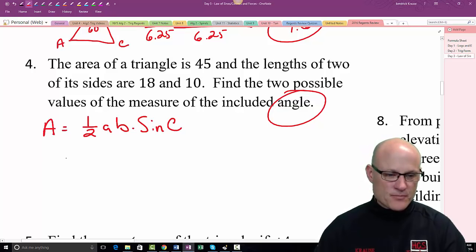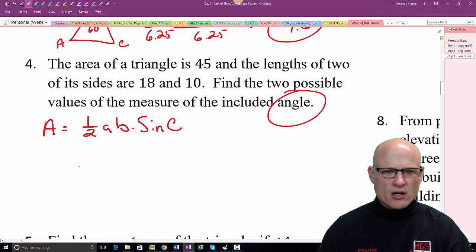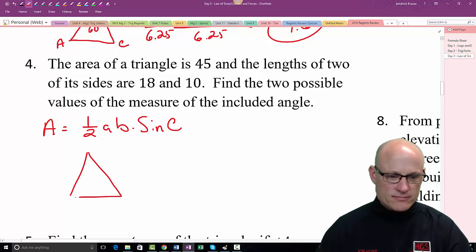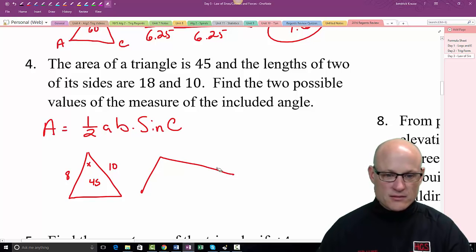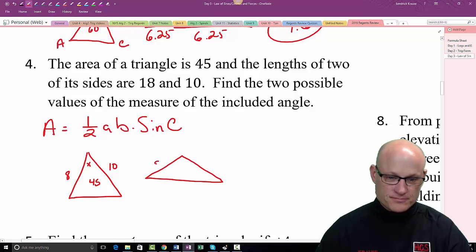Let me draw this triangle. See, here's the thing. What we're looking for are, all right, so we've got 8 and 10. So I could draw the triangle like this, where this is 8, and this is 10, and this is the area 45, and they're looking for this angle, X. Or I could draw the triangle that looks like this. My drawing skills are terrible. Or I could draw a triangle that looks like this. And we're looking for this angle.